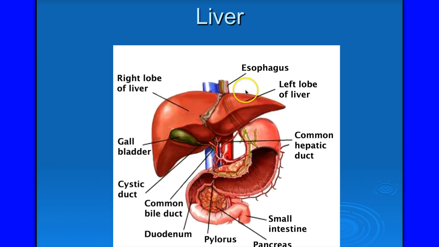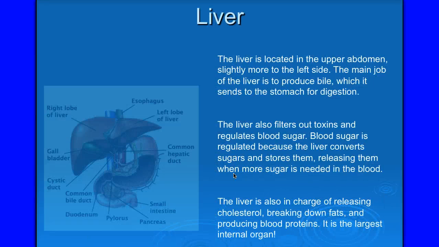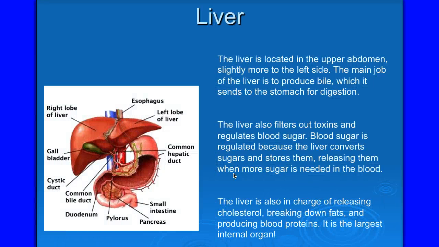So you'll have the right lobe and your left lobe, and tucked right under the liver is the gallbladder, which has its own function. We're not going to talk about that right now, but the liver sits more on the left side of the body, and its main function is to produce bile, which helps with digestion in the stomach. Liver also filters out toxins from the blood and helps regulate blood sugar.